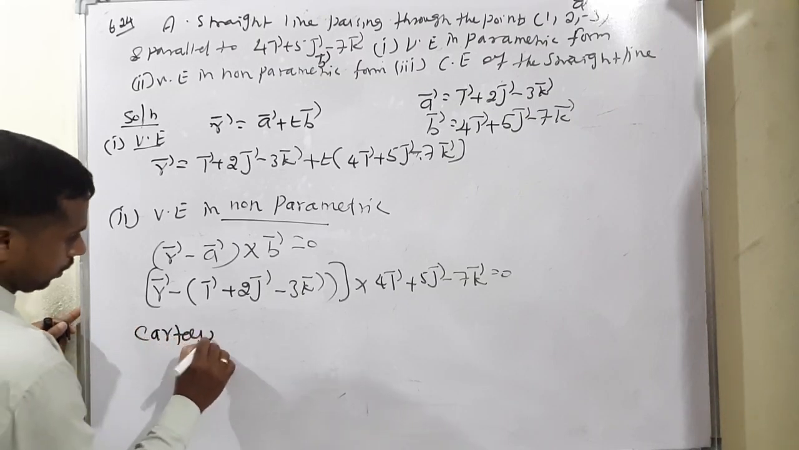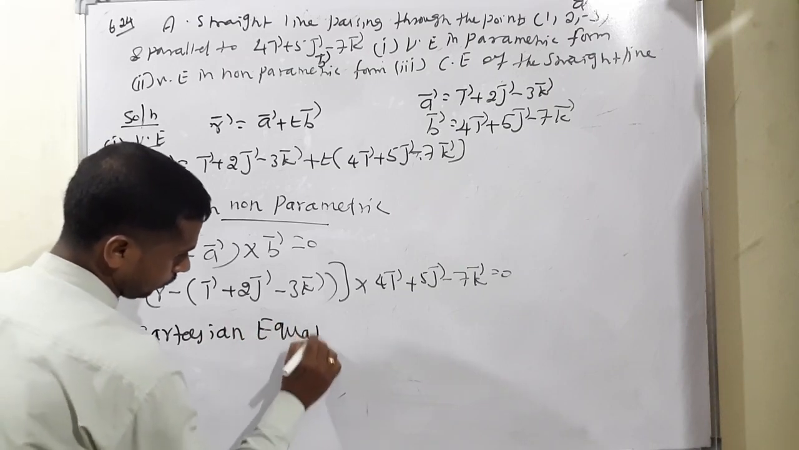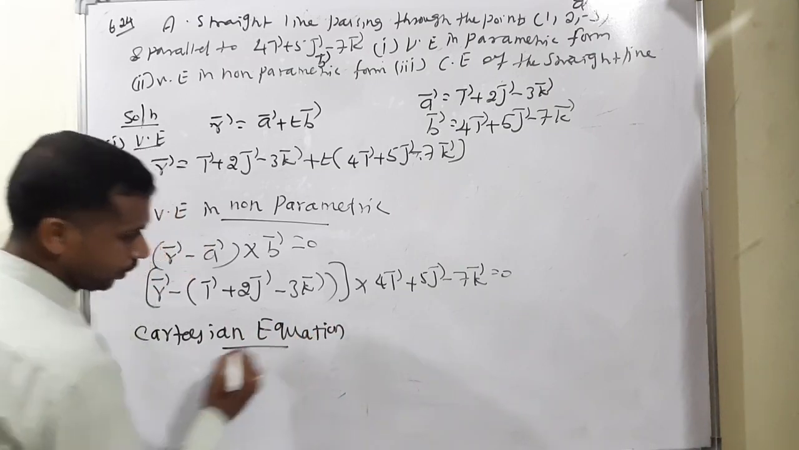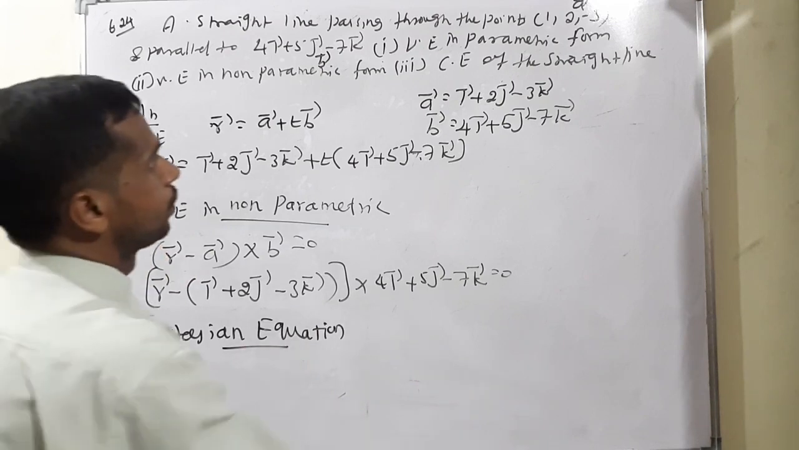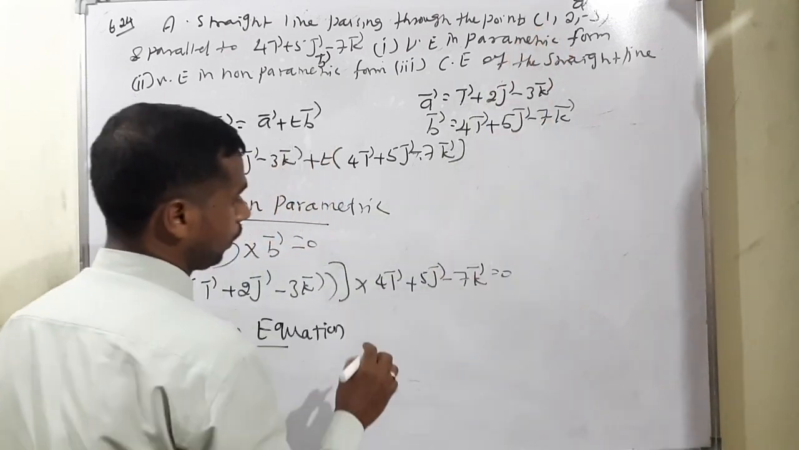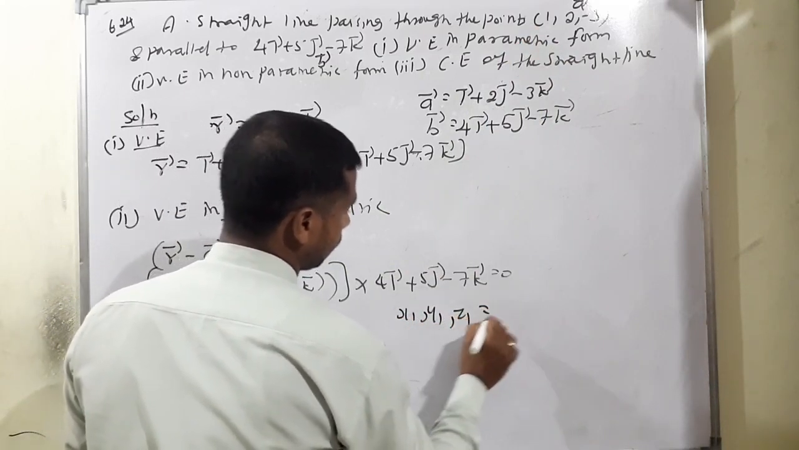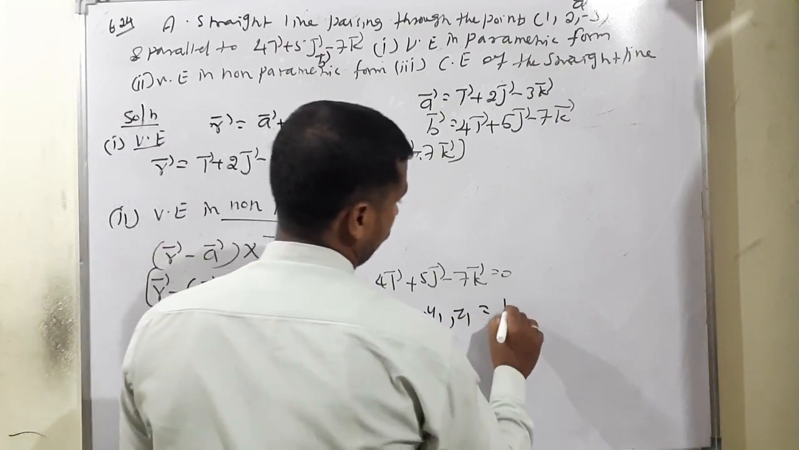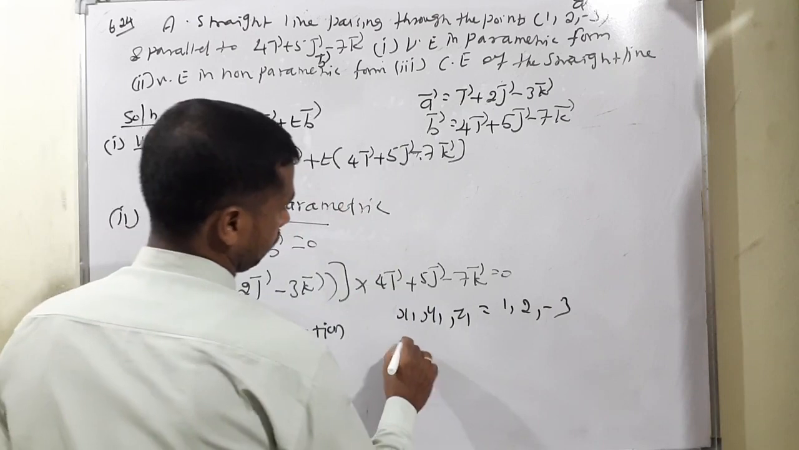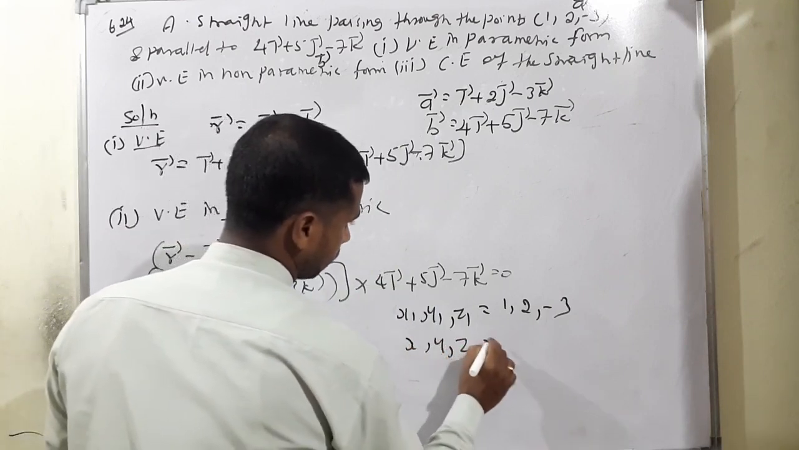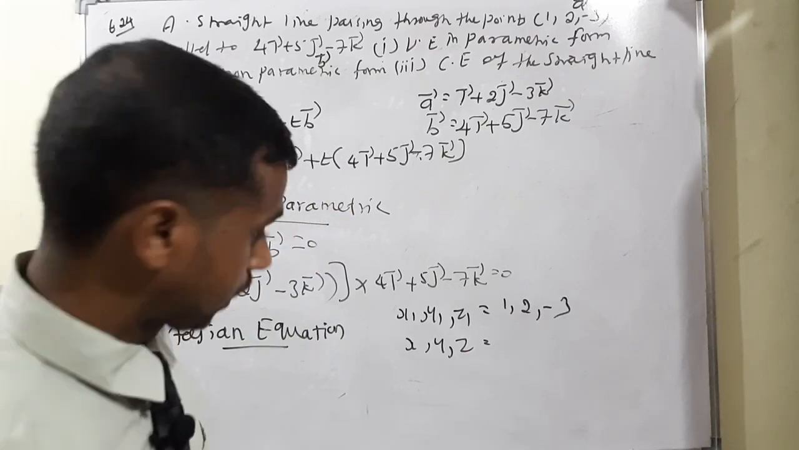The last one is the Cartesian equation. Cartesian equation means first we have to write the point of the value. Point of the value means x1, y1, z1, which is 1, 2, minus 3. Then another condition, x, y, z. Sorry, this is not x, y, z.